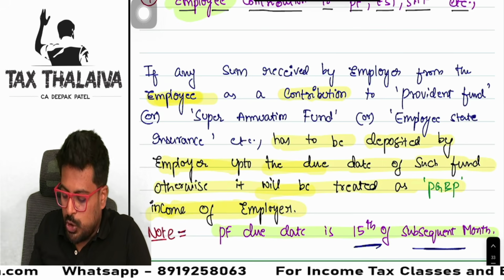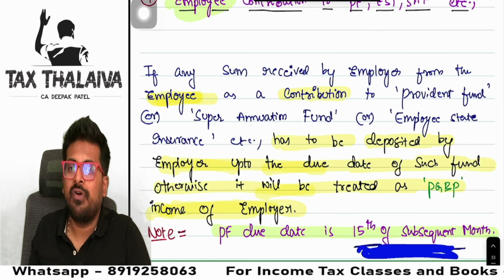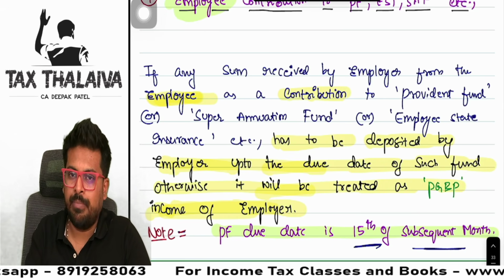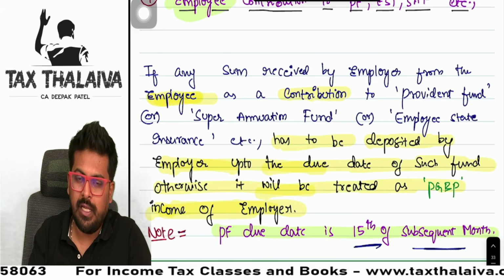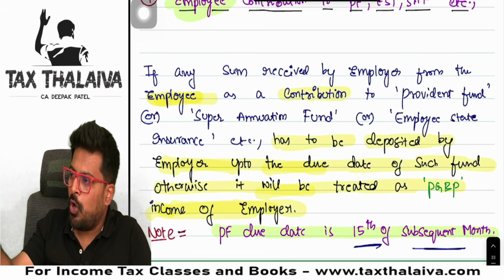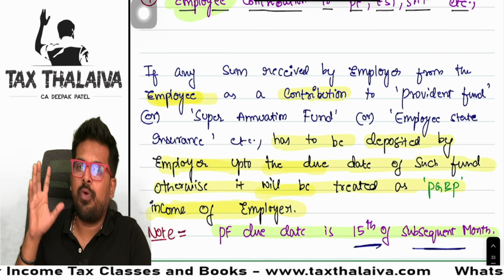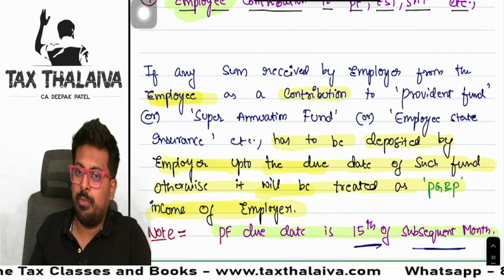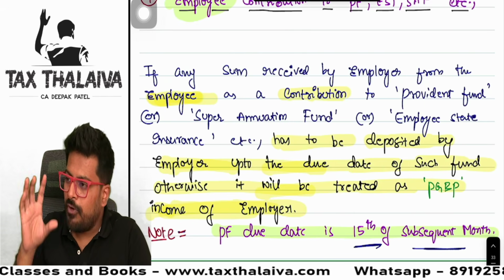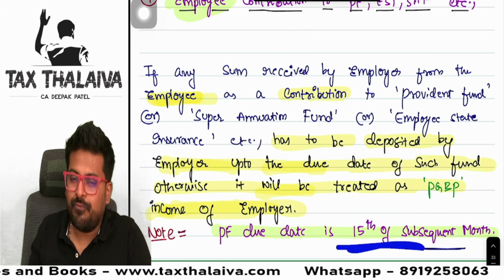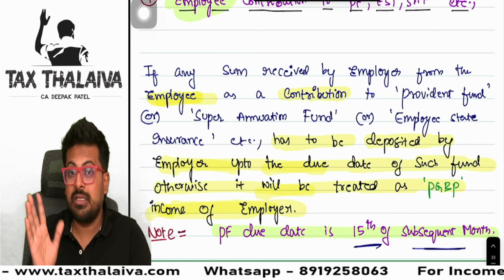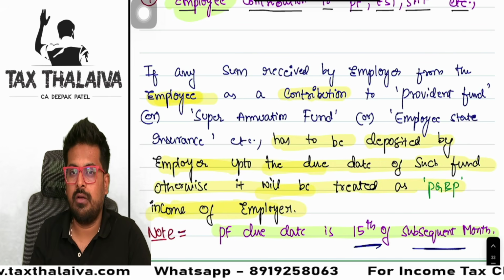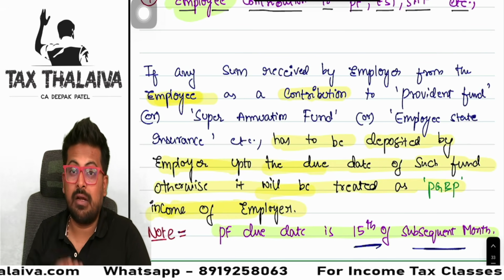The provident fund actual due date is the 15th of the subsequent month. Let's say, for May month salary, when the employer is making payment to the employee, the employer deducted 10,000 of provident fund as employee contribution. So for May month, the due date is a maximum of the 15th of June. The employer should deposit in the fund, but did not deposit it. He deposited it later.